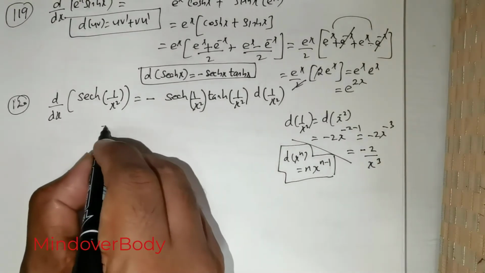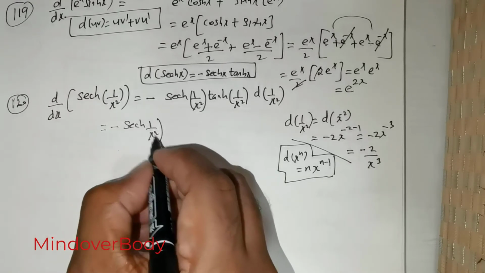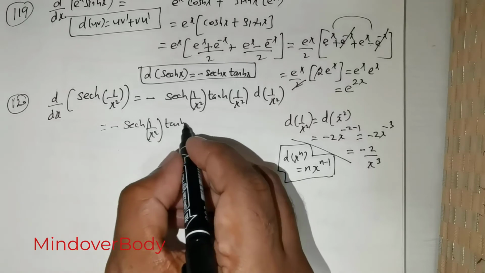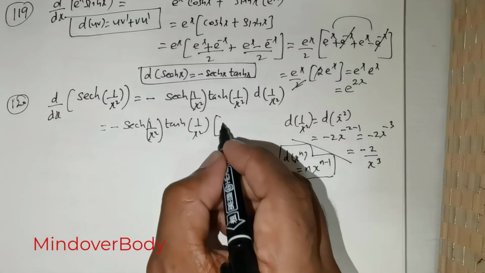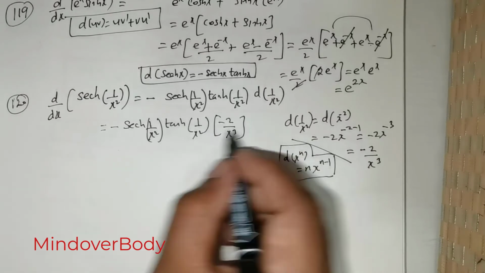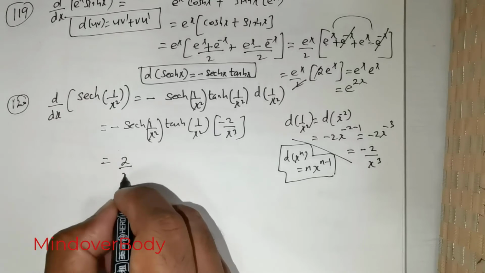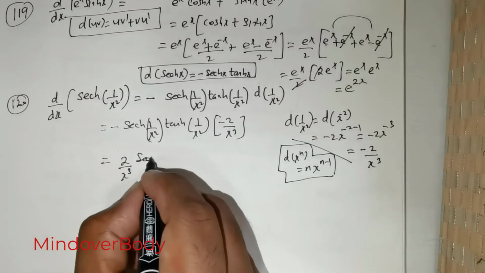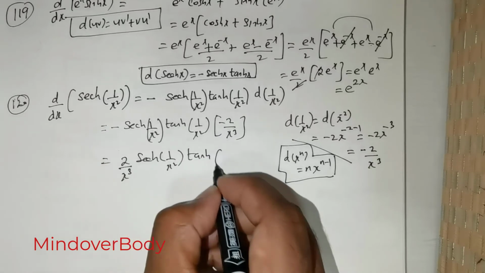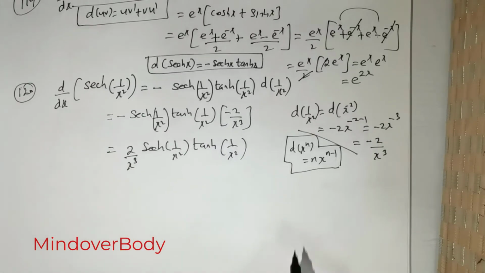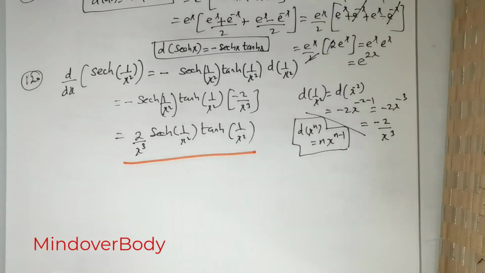So if I were to rewrite this, this is going to be negative sech of 1 over x squared times tanh of 1 over x squared times negative 2 over x to the power of 3. So when you want to write this, this is positive 2 over x to the power of 3 times sech of 1 over x squared times tanh of 1 over x squared. So this is the final solution for our question.